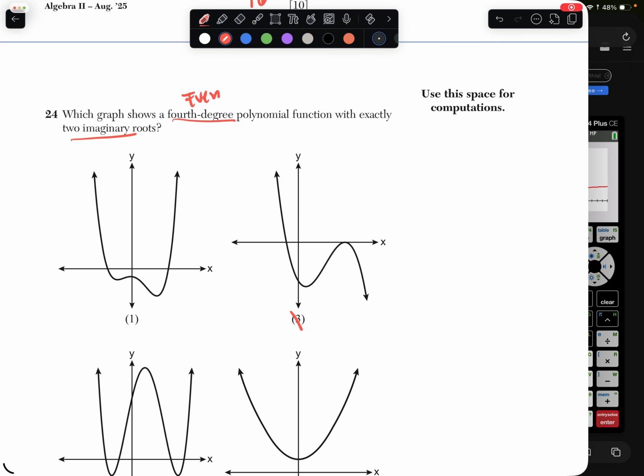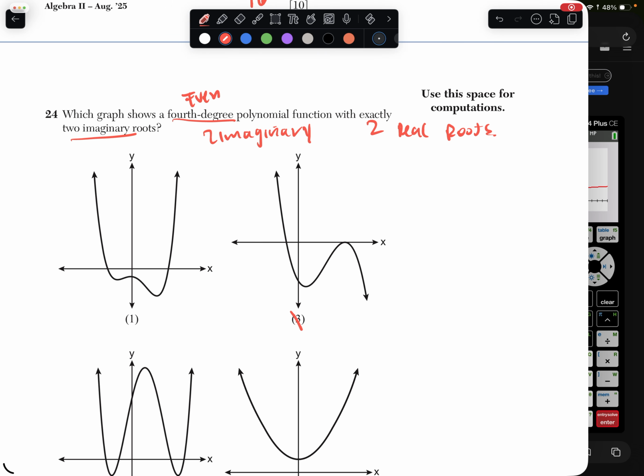If there are 2 imaginary roots, that means we have 2 real roots. This is the fundamental theorem of algebra: the total number of roots, whether imaginary or real, depends on the highest power, the degree of the polynomial. In this case it is 4. So we have 2 imaginary roots, which means we must have 2 real roots. And imaginary roots always come in pairs, so you can't have just one imaginary root. You can have 2 imaginary roots, 4, 6, etc.